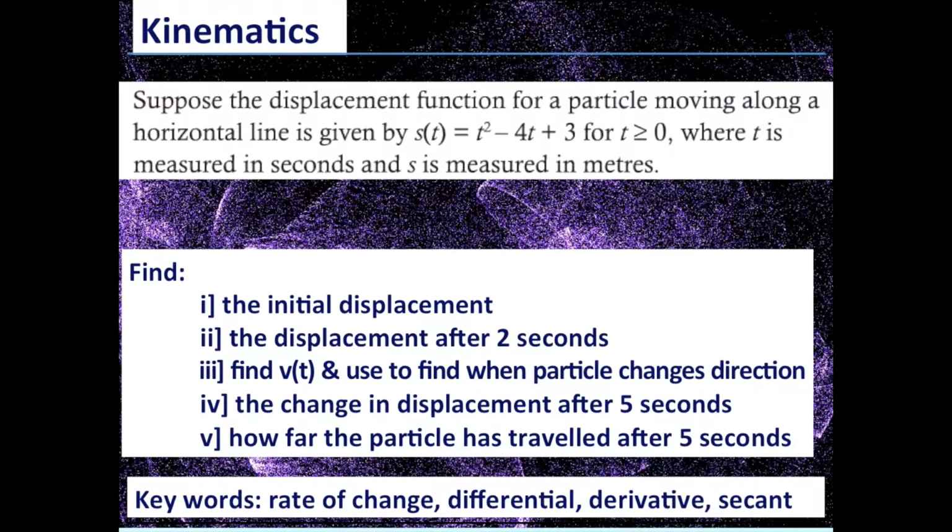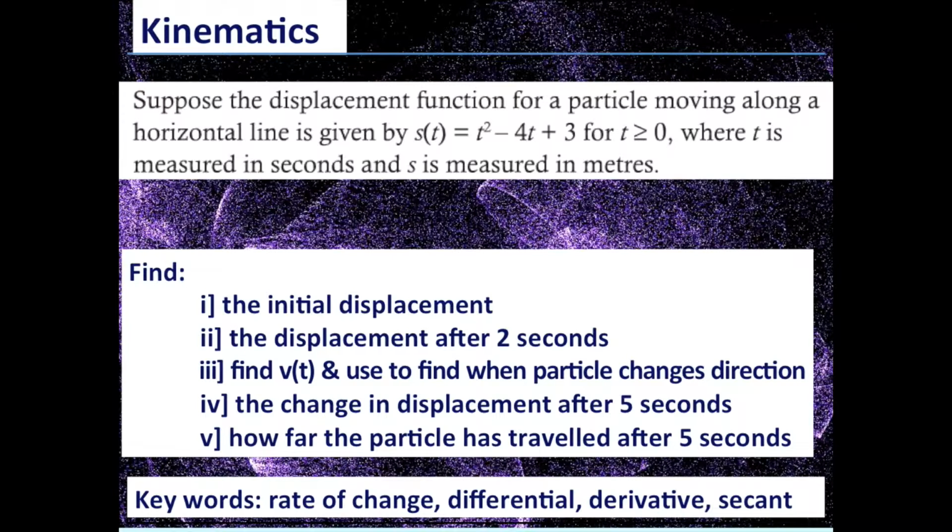So let's have a look at a question here. Suppose the displacement function for a particle moving along a horizontal line is given by s of t, the displacement, equals t squared minus 4t plus 3 for values of t greater than or equal to 0, where t is measured in seconds and s is measured in meters. So the first part of this should be hopefully a bit of a review, and then questions 4 and 5 give you a chance to draw on what we've just looked at.